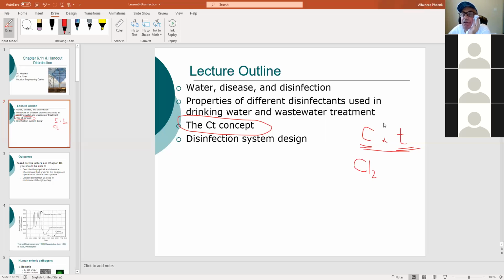So this is the CT concept. This was developed by the Environmental Protection Agency, and we have numbers for that. They are listed in their tables for different kinds of disinfectants, different kinds of concentrations. So we're going to use this concept. You will see it down the road. It's in Wilson's formula for the inactivation. Remember log inactivation? Remember that?